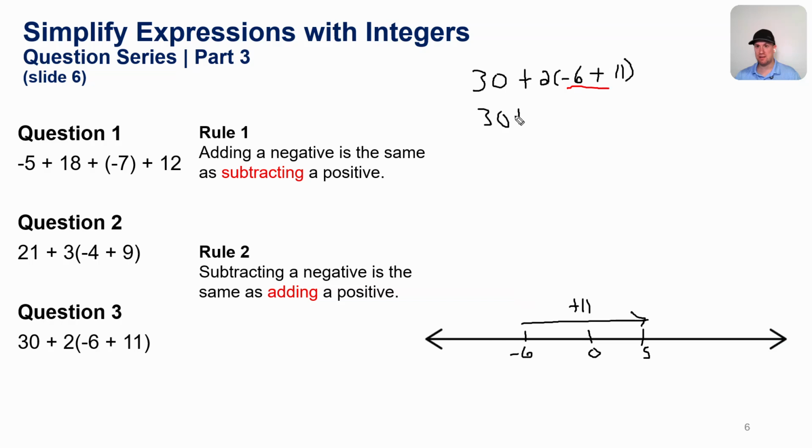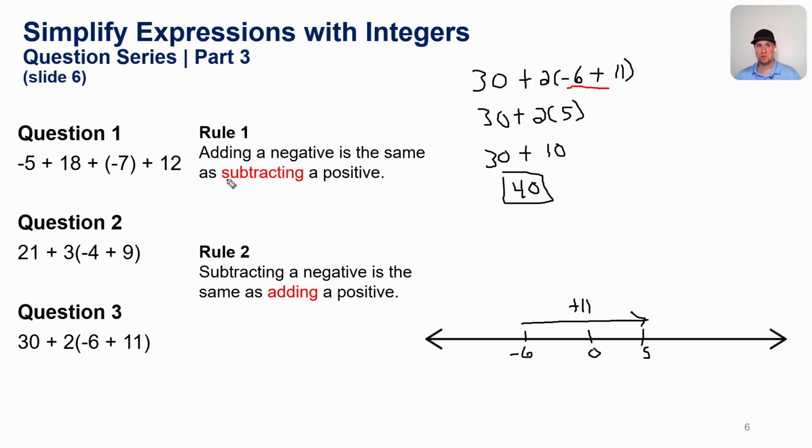So rewriting this, I have 30 plus 2 times 5. 2 times 5 then is 10. So I can write this as 30 plus 10. And then 30 plus 10 is equal to 40.